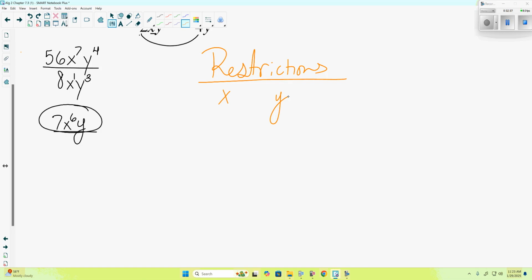x and y did show up in the bottom of the fraction, and they're being multiplied together. And neither one of these can be 0. Really, x can't be 0, y can't be 0, because they're all being multiplied together.